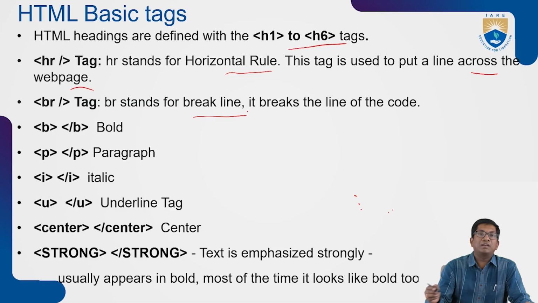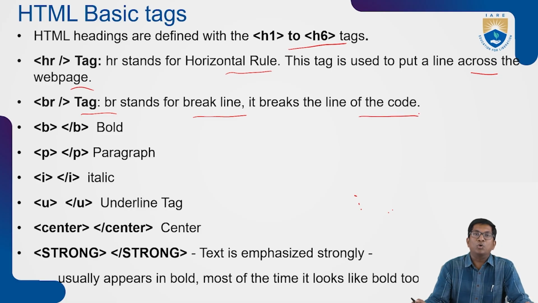Next we have the BR tag. BR stands for break line. So that is the new line character. In C language we have the new line character \n. That means whatever content is there, that is displayed on a new line. Same like here we have the BR tag. BR breaks the line of the code.